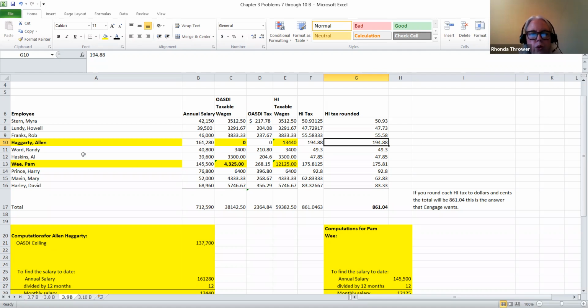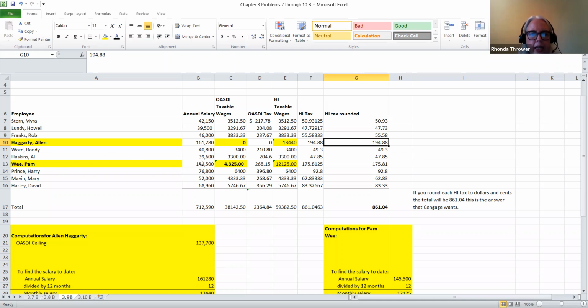For Randy Ward and Al Haskins, they were below the ceiling amount for OASDI. In other words, all of their monthly earnings will be taxed at the OASDI rate of 6.2%. All of the monthly earnings will be taxed for HI at $49.30. So Al Haskins is done the same way. He didn't go over the base, so just take his monthly earnings and multiply them by the tax rates.